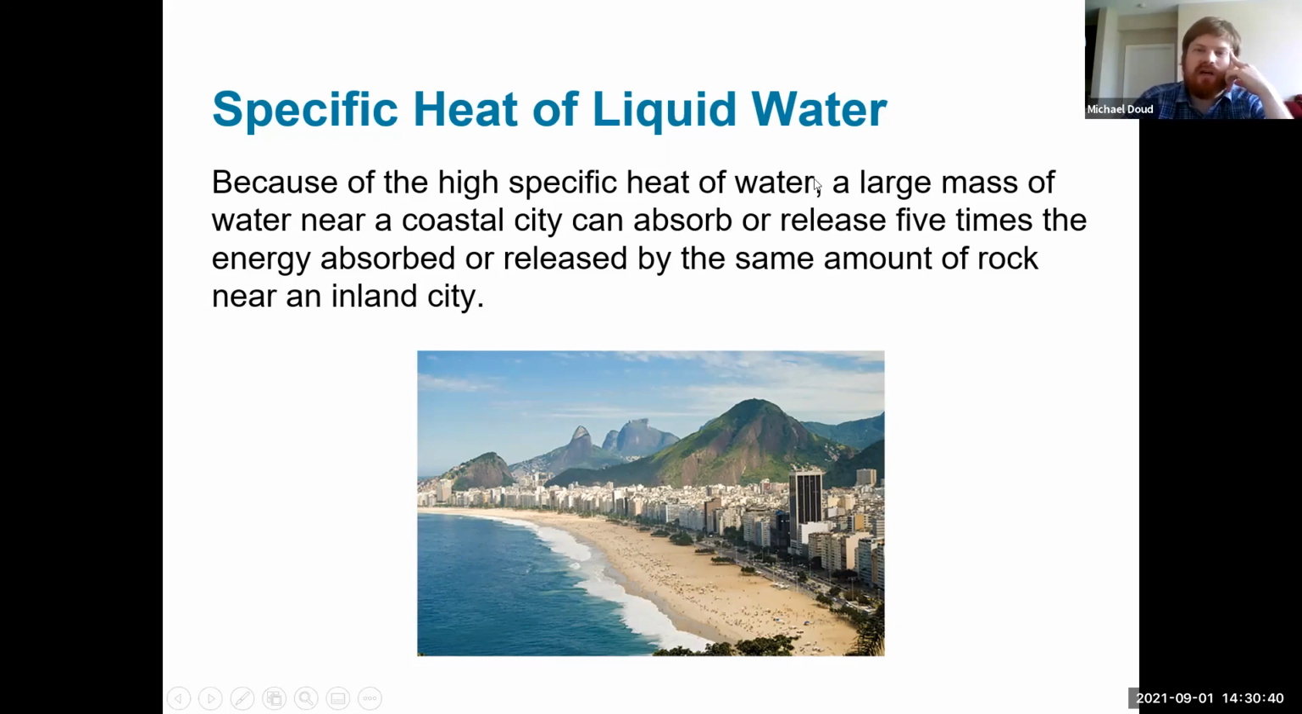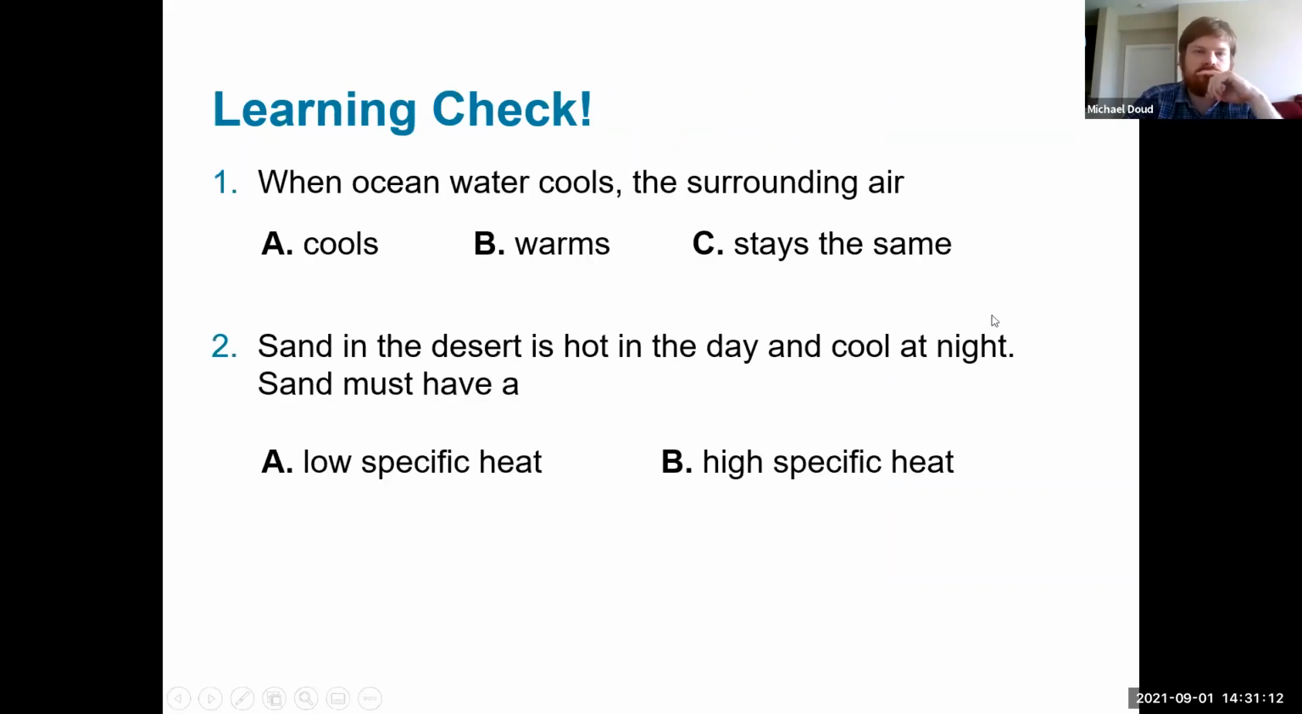So if we have a high specific heat of water, if you have a large mass of water near a coastal city, it'll absorb or release 5 times the energy that's absorbed or released by the same amount of rock near an inland city. So if you're inland and you don't have this ocean water to absorb extra heat, that's why it's a lot cooler on the coast. It's because the water takes up so much energy just to heat up. And so you can think of it as like a heat sink. It's pulling heat into it from the nice, cool coastal cities.